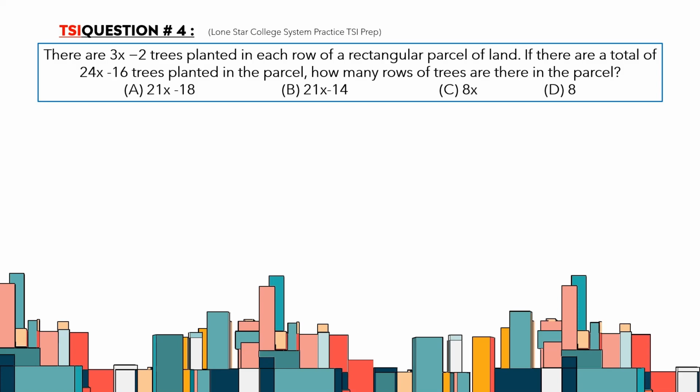There are 3x minus 2 trees planted in each row of a rectangular parcel of land. If there are a total of 24x minus 16 trees planted in the parcel, how many rows of trees are there in the parcel?